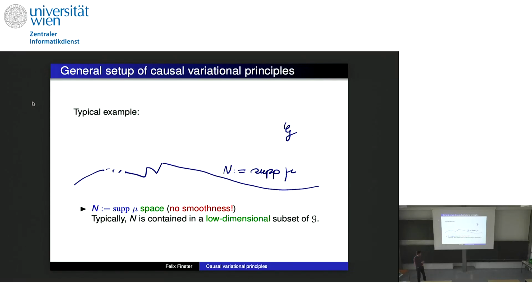And the support here doesn't need to be smooth, as I indicated here by this cusp. It could even be a discrete measure. There could be individual points here, could be counting measure, whatever. Okay, so this is how this looks.